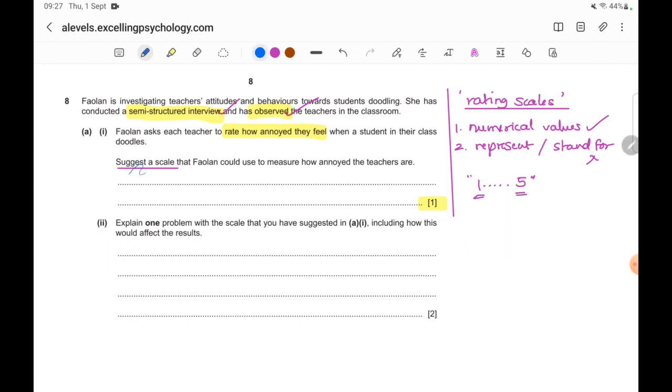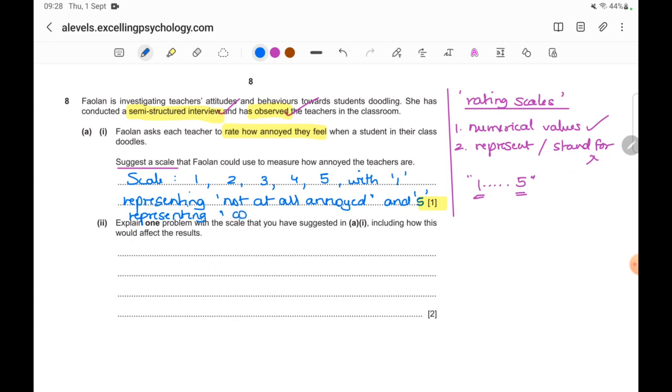Okay, how we can write the answer is scale. So first I'll just present the scale. 1, 2, 3, 4, 5. You could write 1 to 5 or 1 dot dot dot 5. That is also fine. The key thing is to indicate what the numbers represent. So I'll say with 1 representing not at all annoyed and 5 representing very annoyed or completely annoyed.